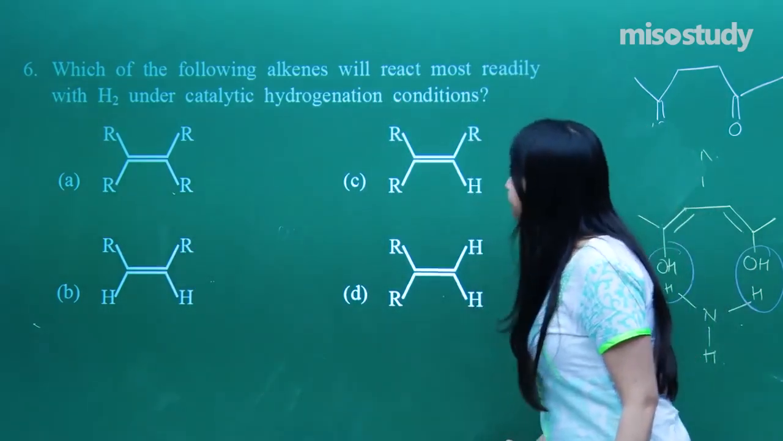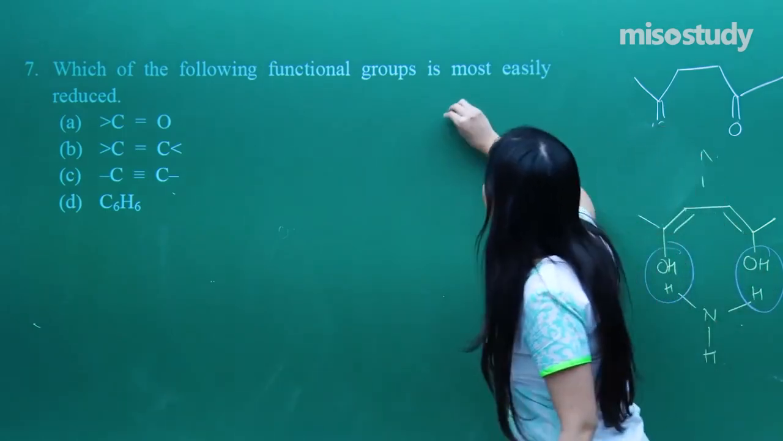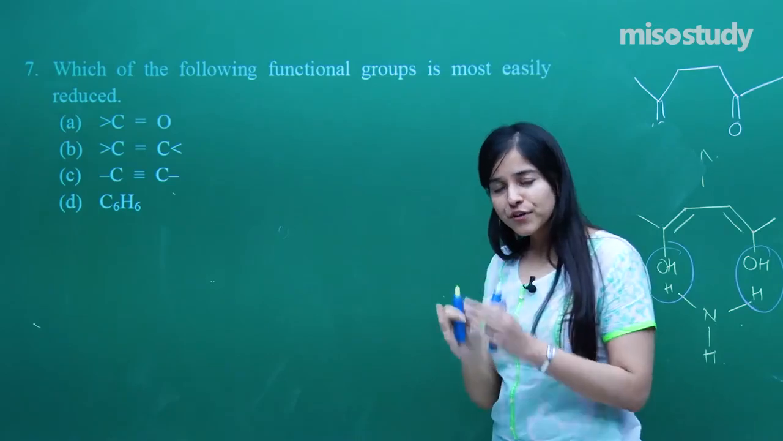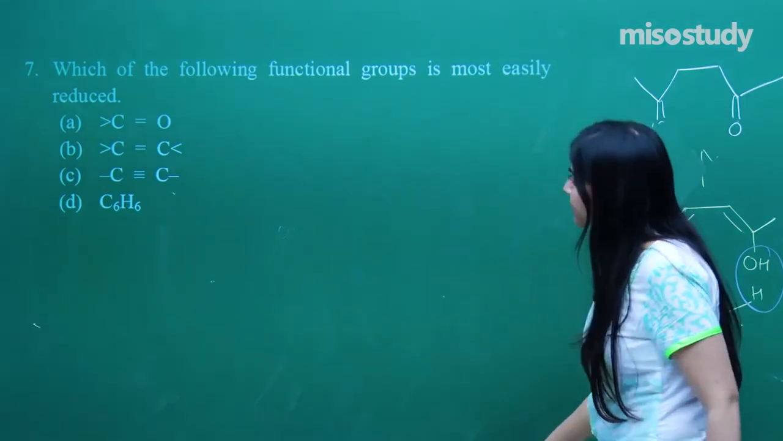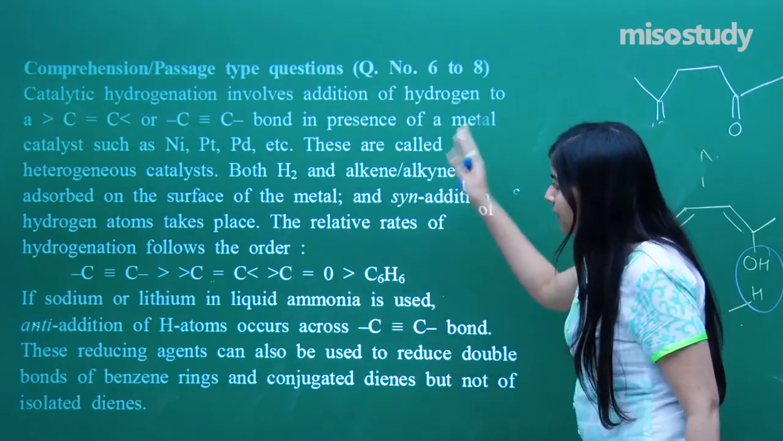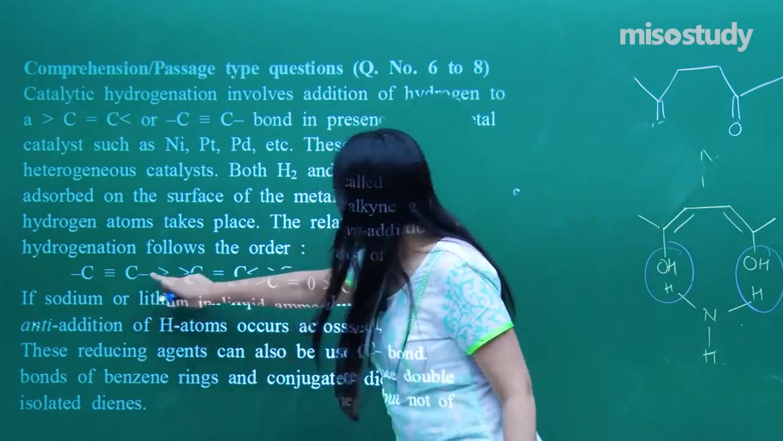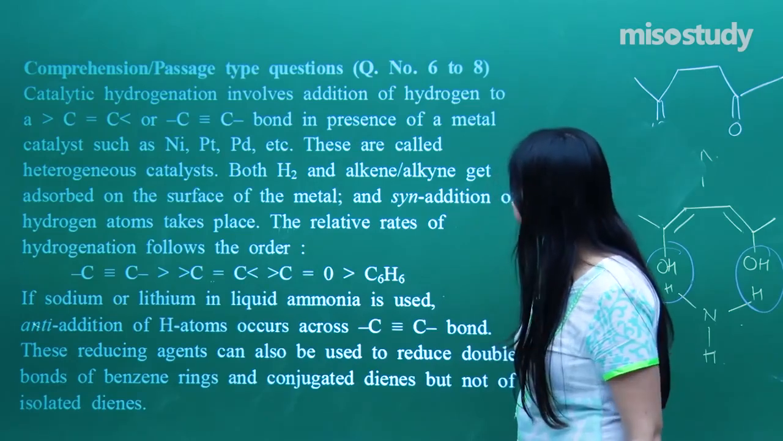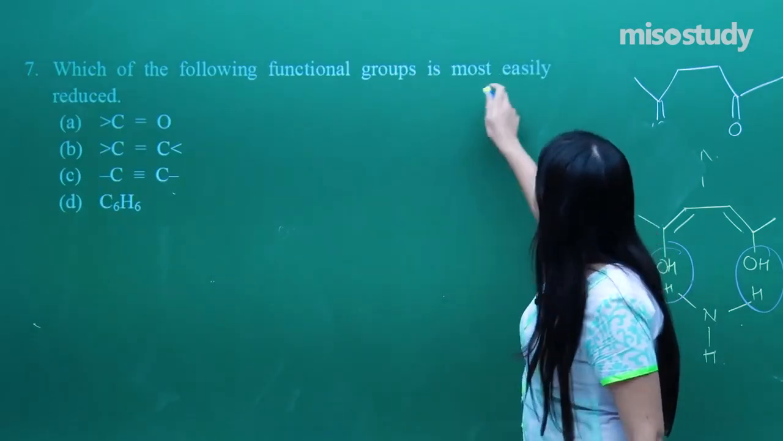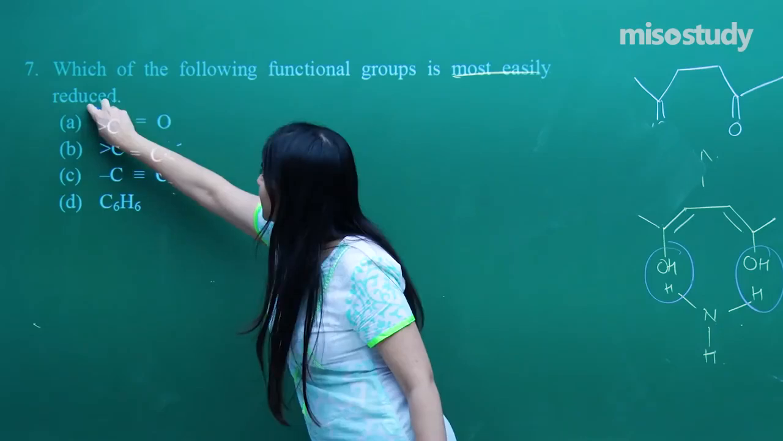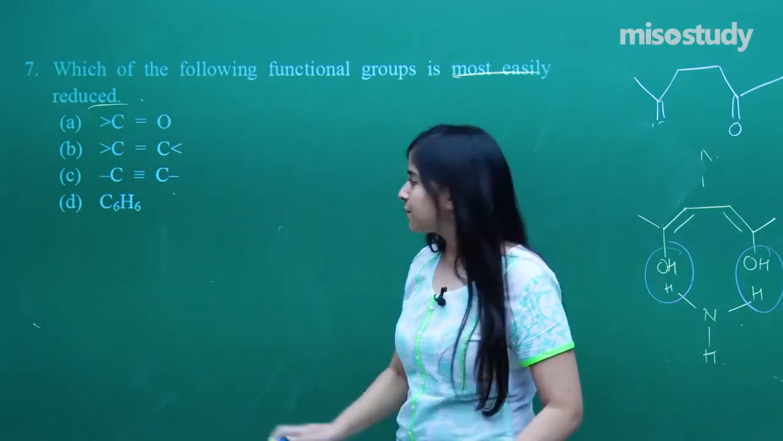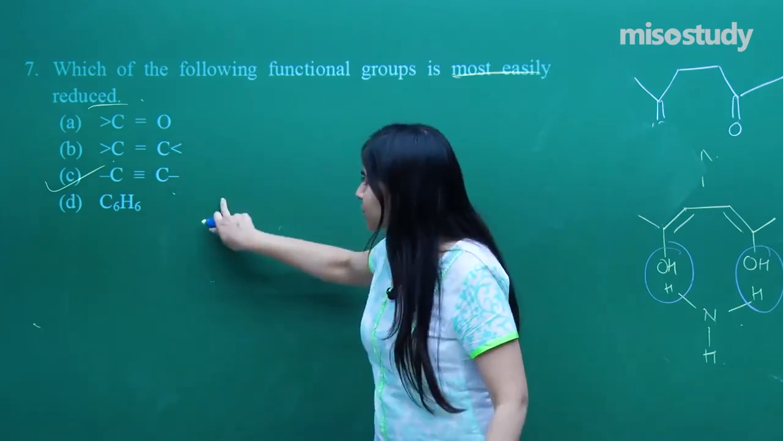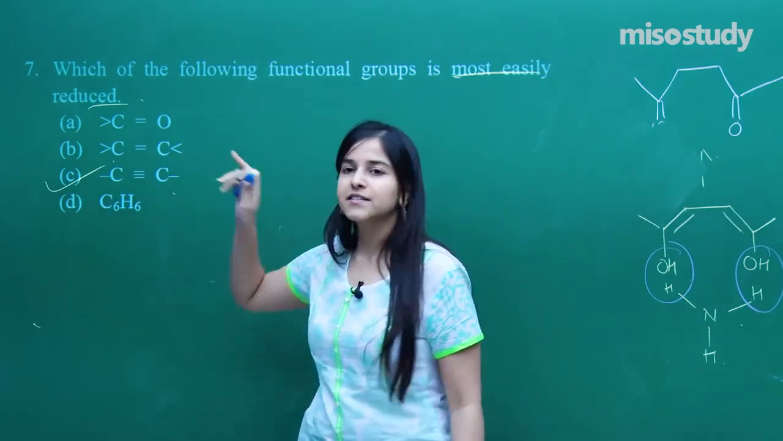Which of the following functional groups is most readily or easily reduced? We have been given this very fact in the comprehension itself: triple followed by double followed by carbonyl, and the least is this. They are asking which is most easily reduced. It would definitely be the alkyne. So you need to read the passage very carefully to get the options right. My answer is C.